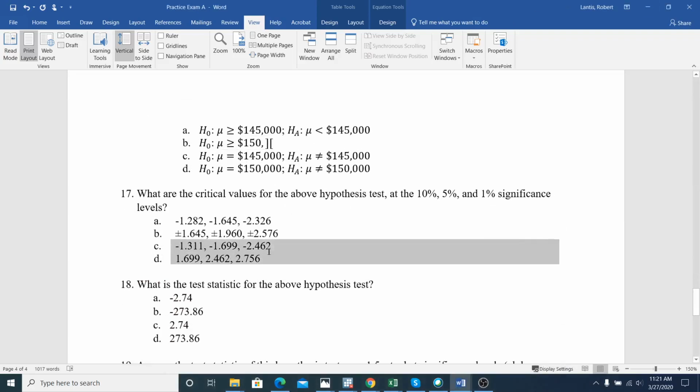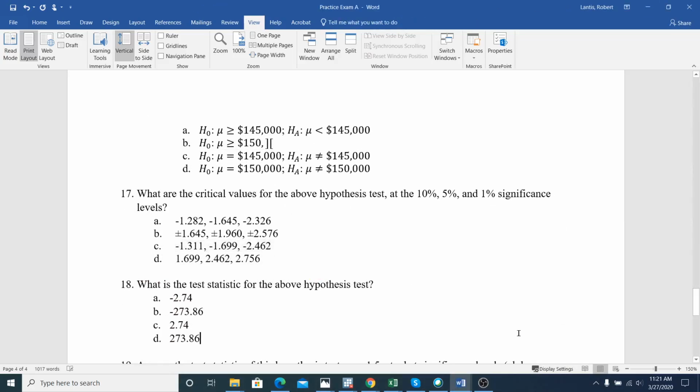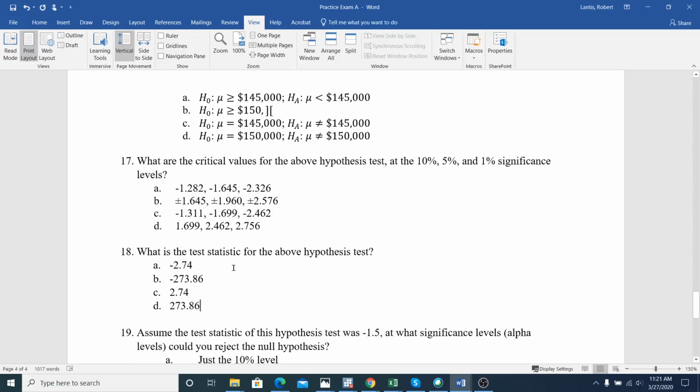So these three values right here, right? I should have been able to rule B and D out right away once I knew it was a left-tailed test. Because I know for a left-tailed test the critical values have to be negative, so B and D I should be able to rule out pretty quickly.